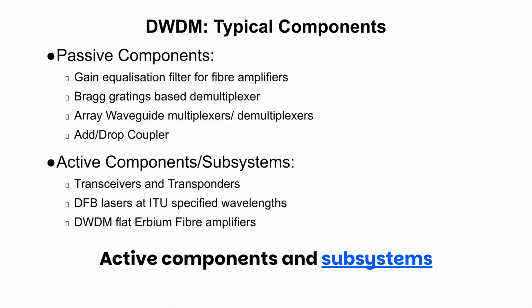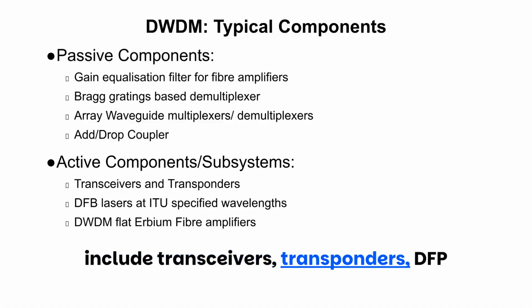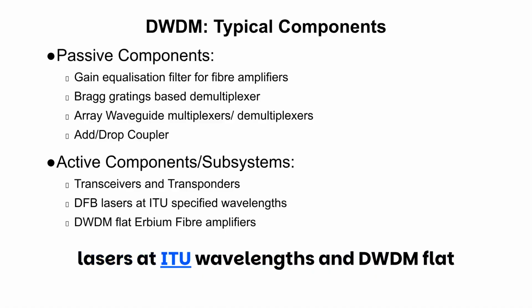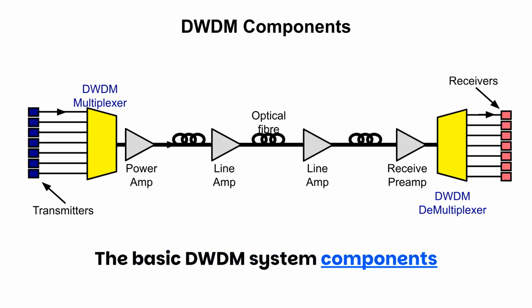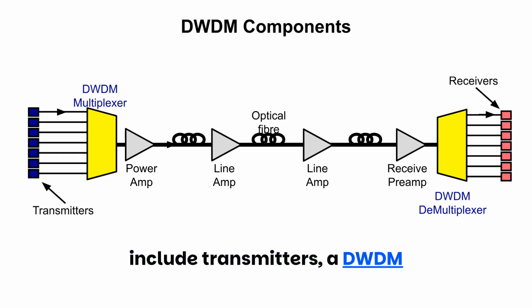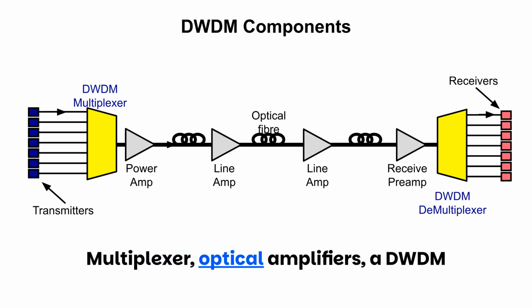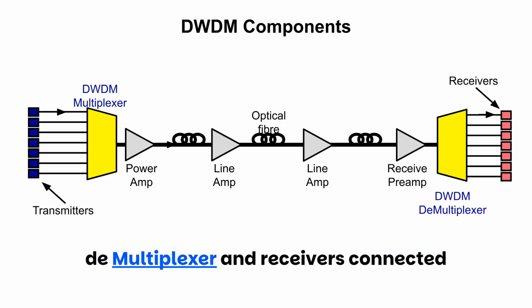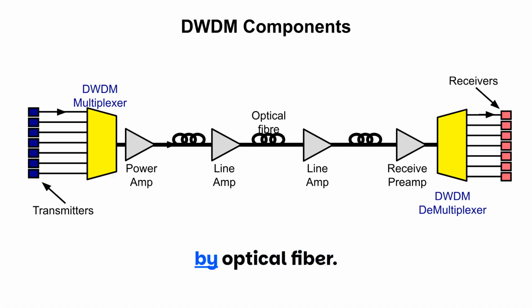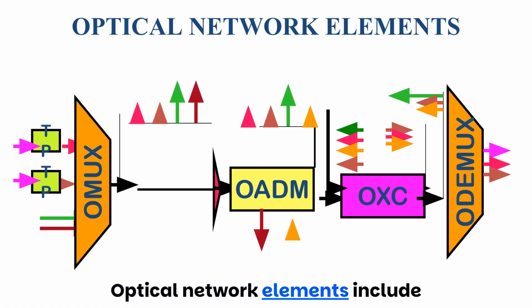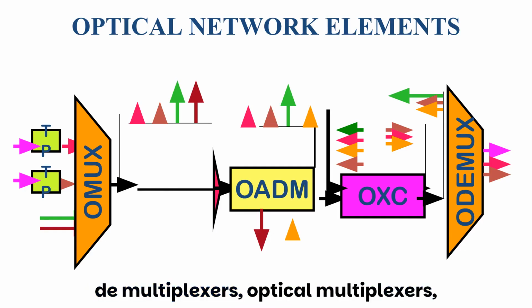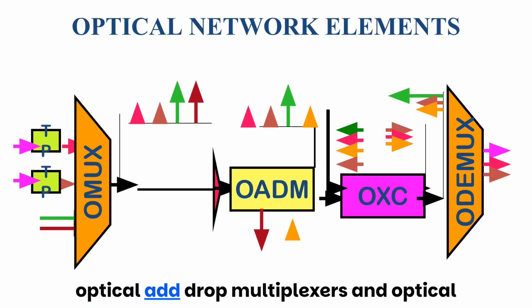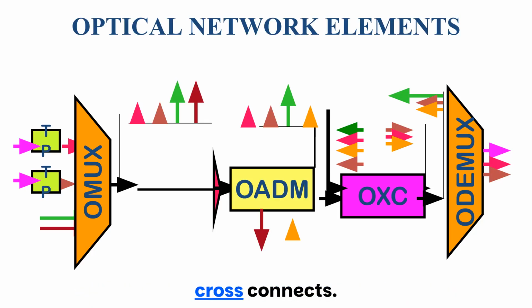Active components and subsystems include transceivers, transponders, DFB lasers at ITU wavelengths, and DWDM flat erbium fiber amplifiers. The basic DWDM system components include transmitters, a DWDM multiplexer, optical amplifiers, a DWDM demultiplexer, and receivers connected by optical fiber. Optical network elements include transponders, optical amplifiers, optical demultiplexers, optical multiplexers, optical add-drop multiplexers, and optical cross-connects.